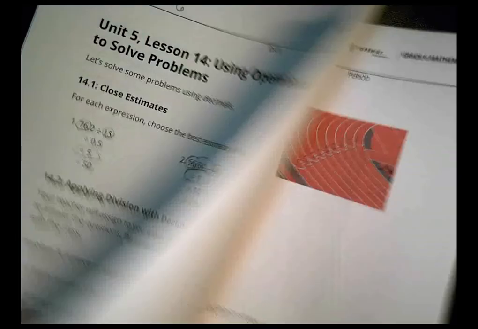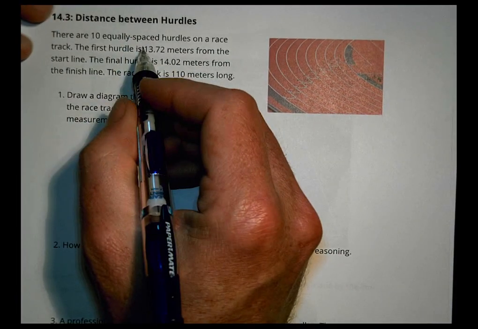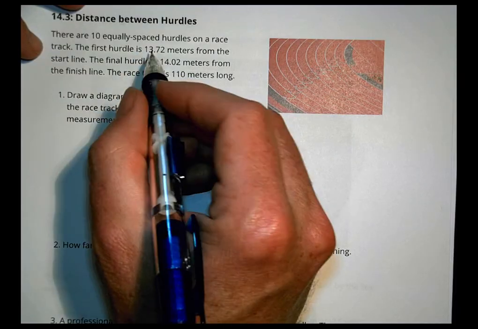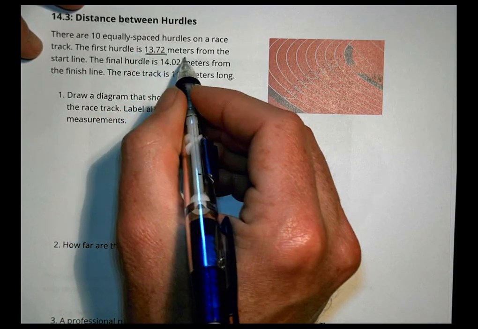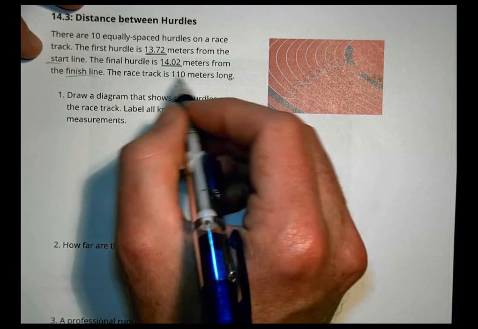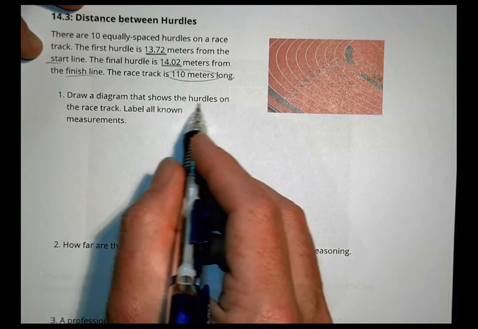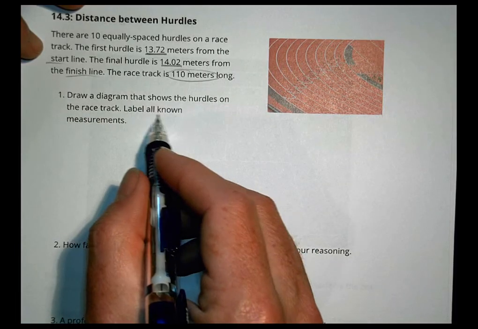Let's look at activity number 3. It's a fun one here about distance between hurdles. It says there are 10 equally spaced hurdles on a racetrack. The first hurdle is 13.72 meters from the start line. The final hurdle is 14.02 meters from the finish line. The racetrack is 110 meters long. Draw a diagram that shows the hurdles on the racetrack and label all the known measurements.